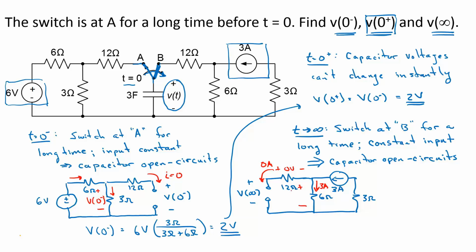The voltage across this resistor, since this voltage is 0, is the same as V at infinity, and that is going to be 3 amps times 6 ohms. So V at infinity is equal to 3 times 6, which is 18 volts.